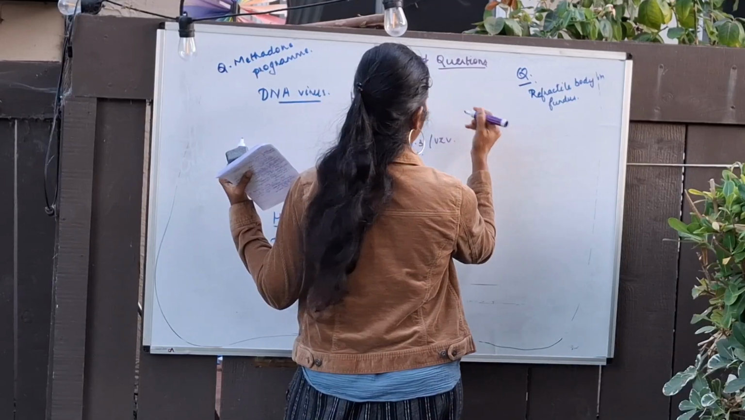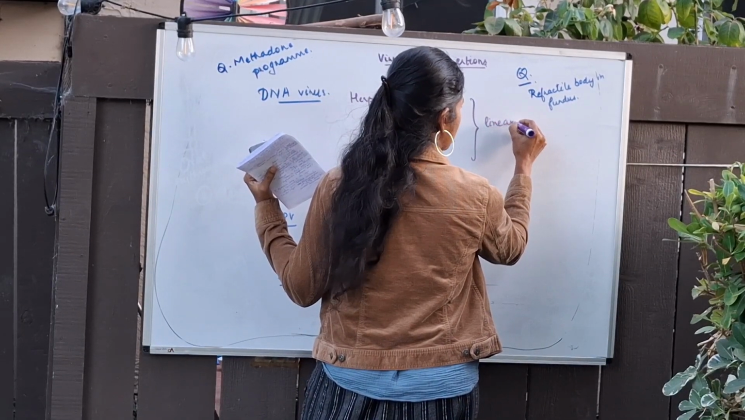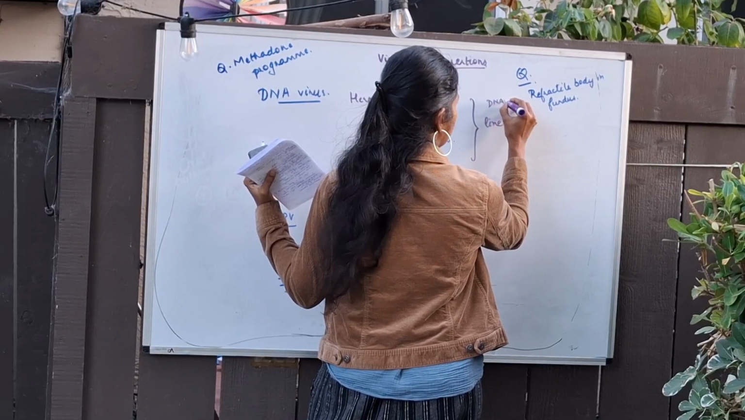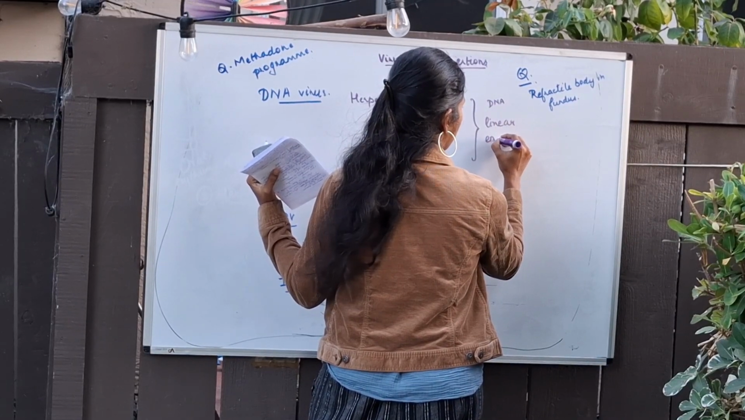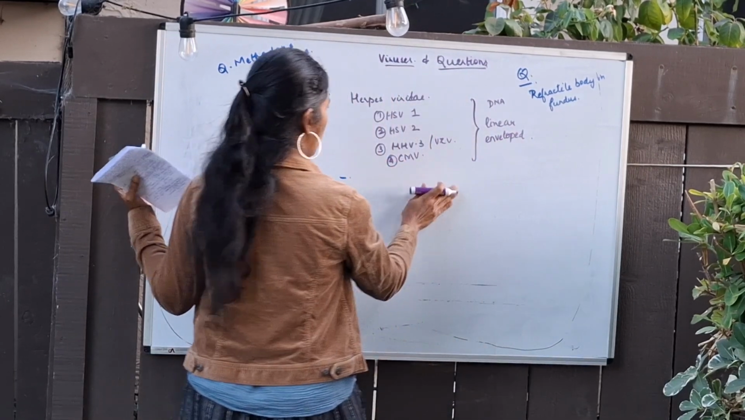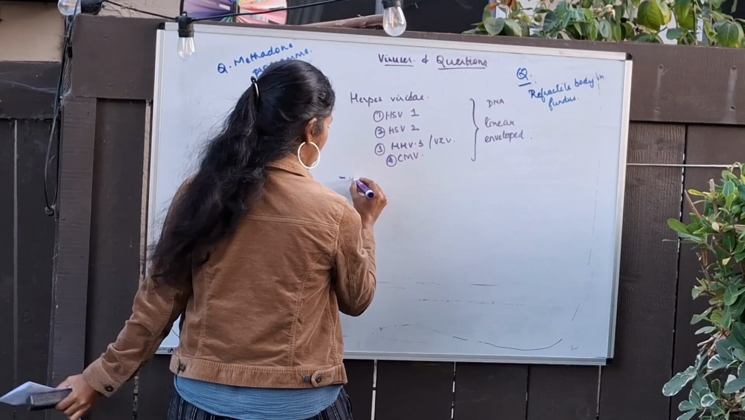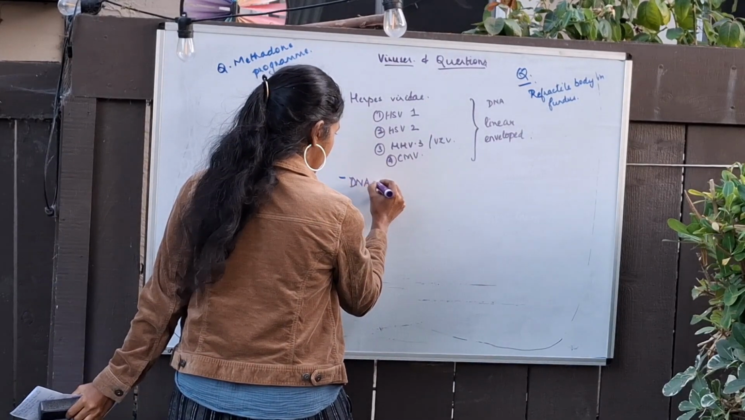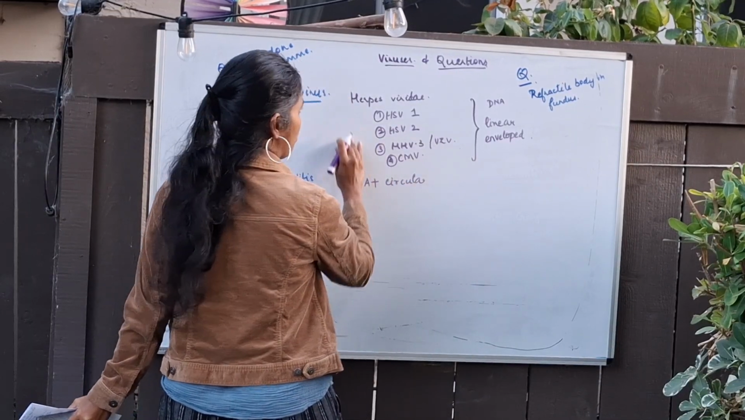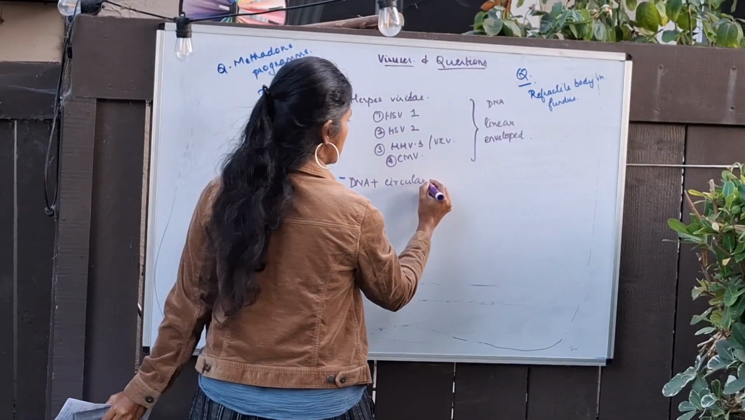Now how will the DNA viruses be? The DNA viruses will be linear. The DNA viruses will be circular. Enveloped. So this is how the DNA virus will be. Now what about the hepatitis virus? The hepatitis virus is also a DNA virus, but it will be circular. Herpesviridae family will be linear and it will be enveloped, but hepatitis virus will be circular.